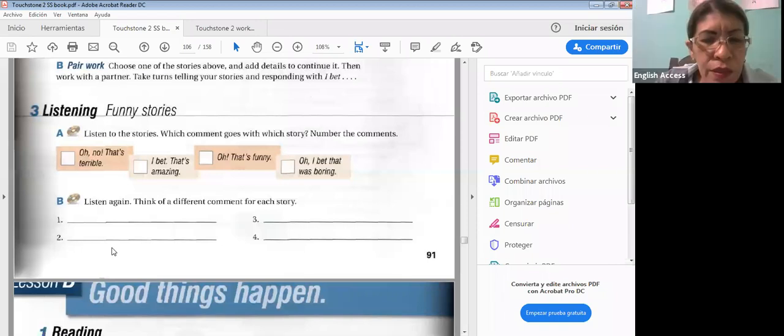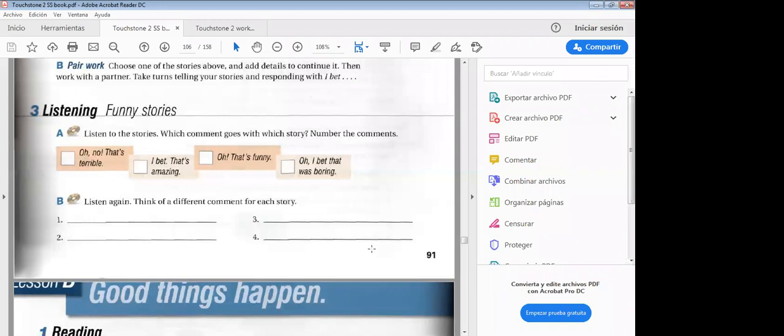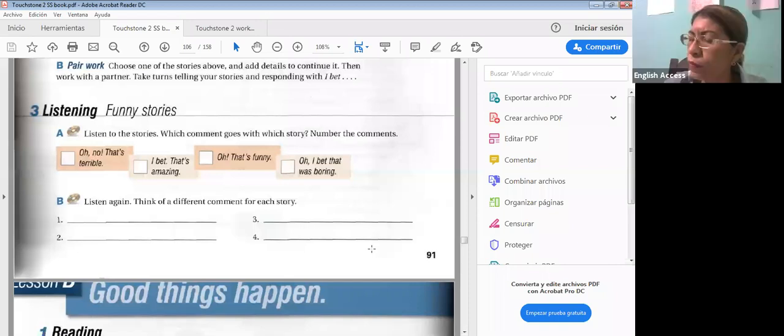Page 91. Okay, here we go. Listening. Funny stories. A. Listen to the stories. Which comment goes with which story? Number the comments.